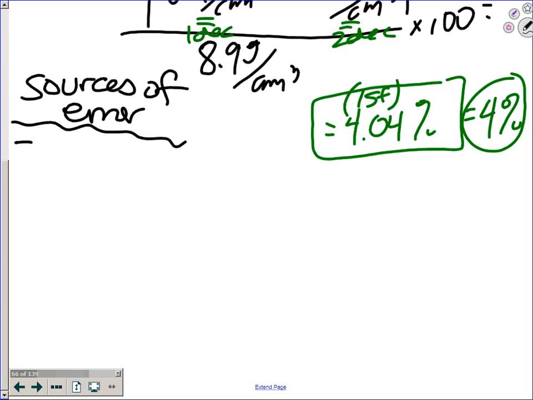Filling up your graduate, so is there too much or too little? All right, I'm hearing a lull here, so I think you've maybe exhausted your possibilities. Somebody from this region, give me one source of error. Okay, so what's wrong with the scale? Like if you didn't zero it before you. Okay, so that could be a source of error.